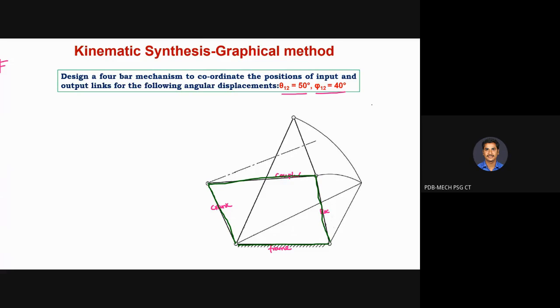Okay. Now we can call this problem a two-position problem. Why? It is called a two-position problem because theta goes from 1 to 2.